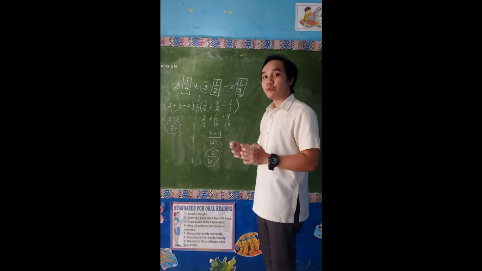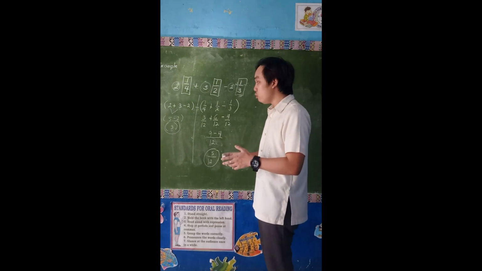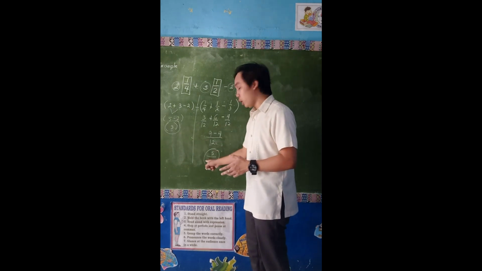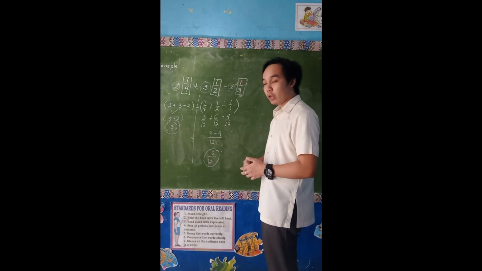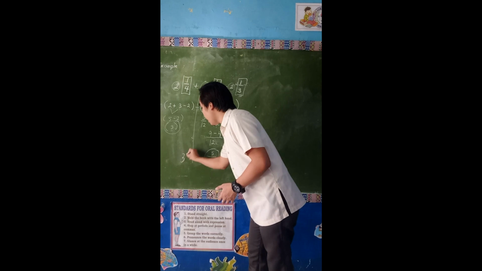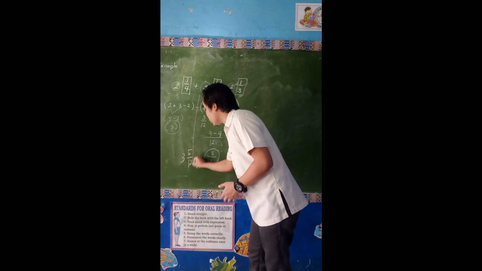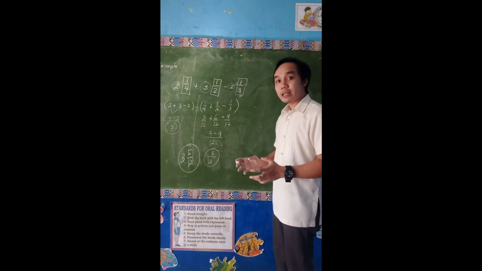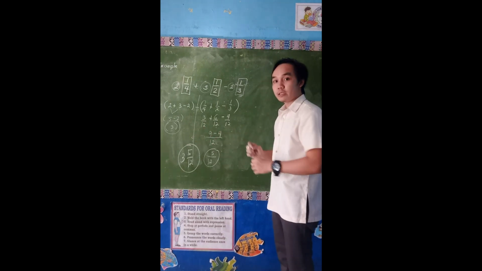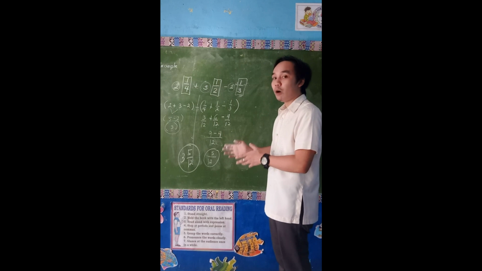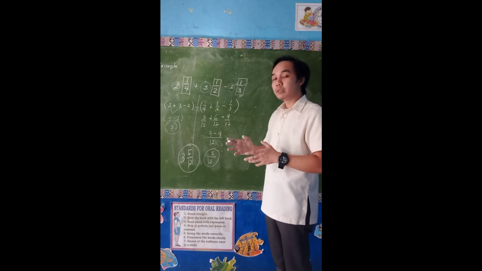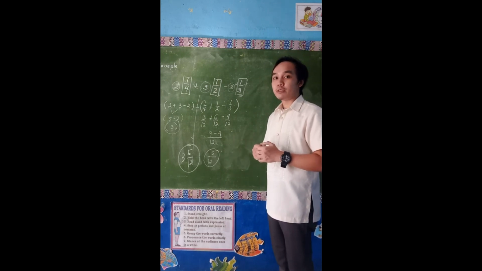So to get our final answer, we are going to add our whole number to its fraction. So 3 plus 5 over 12 is 3 and 5 over 12. So you are going to attach your whole number to its fraction to get our mixed number. So that is how we are going to add and subtract mixed numbers.